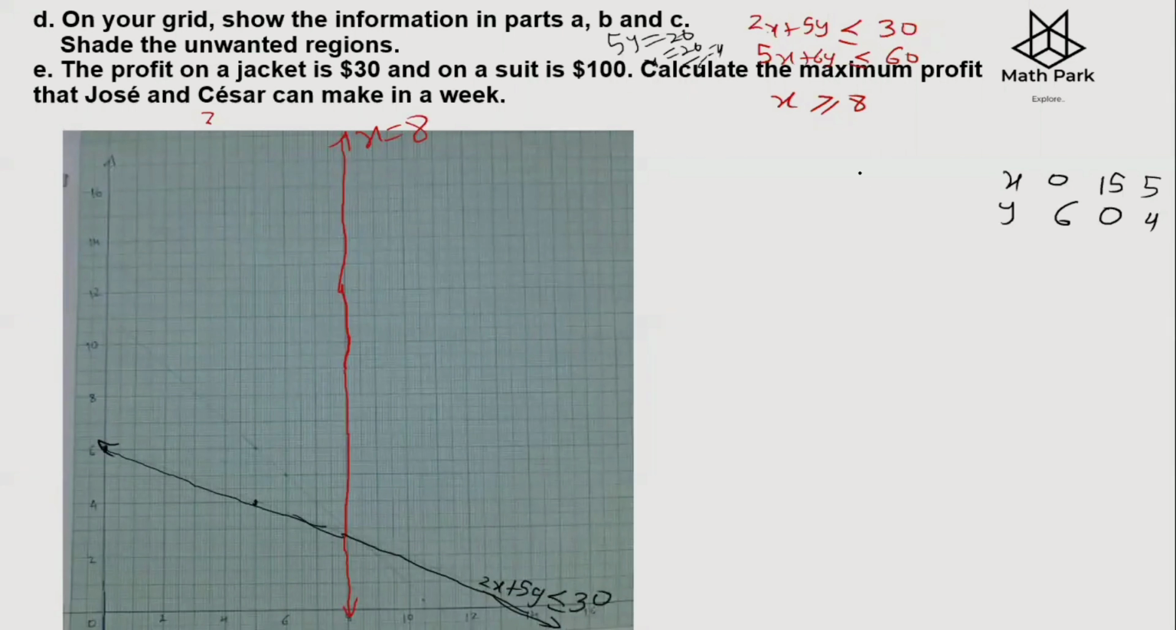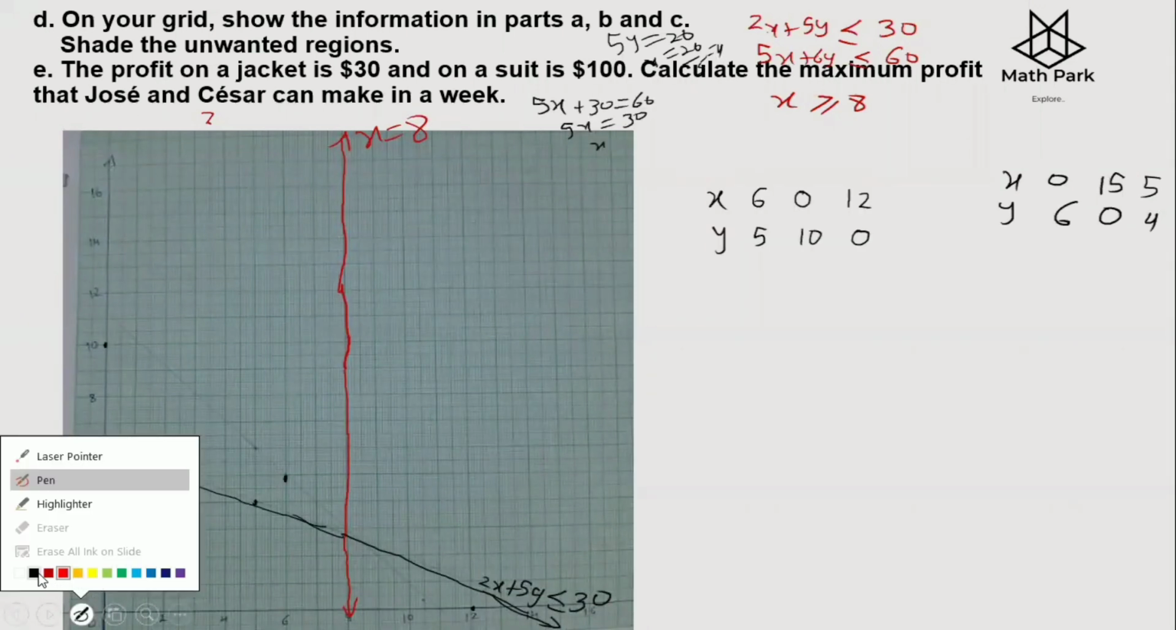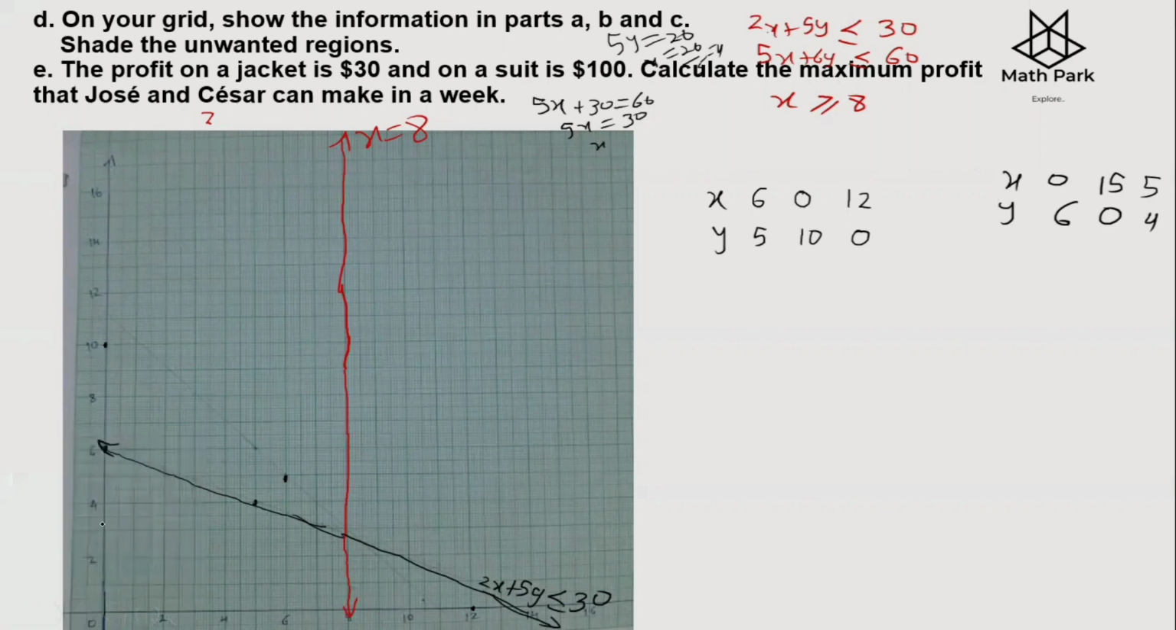Now let us draw the third line, which is 5x plus 6y is less than or equal to 60. In this, if you put y is equal to 5, 6 fives are 30, you get x is equal to 6.